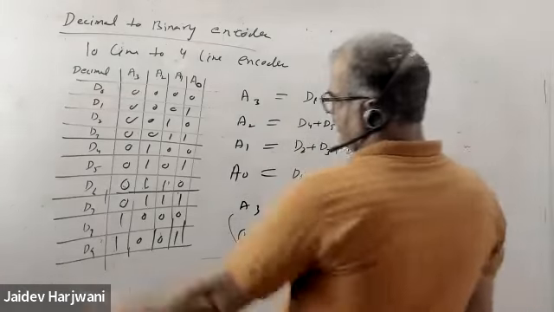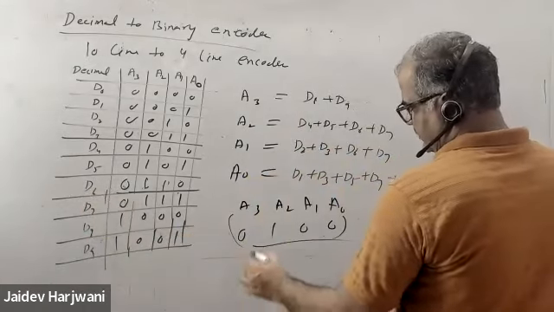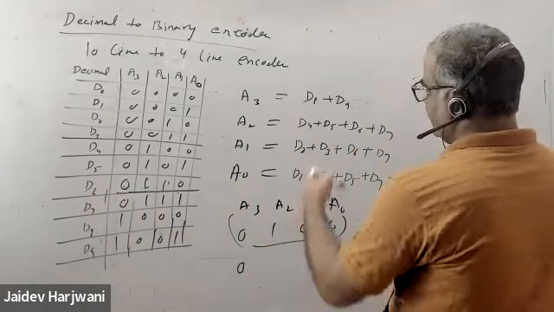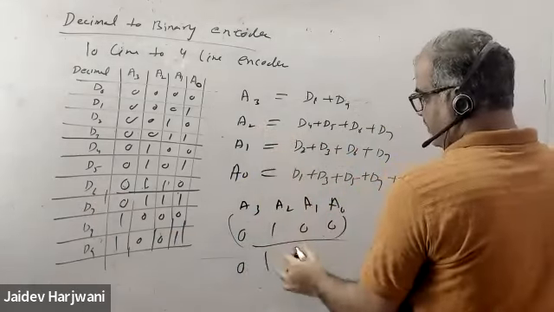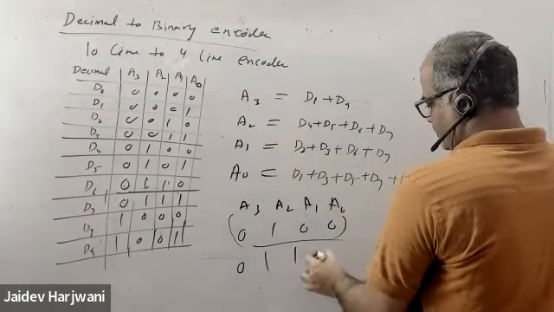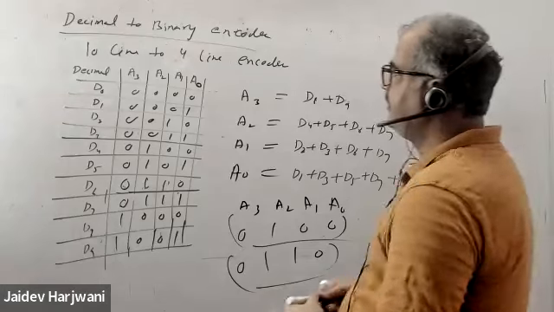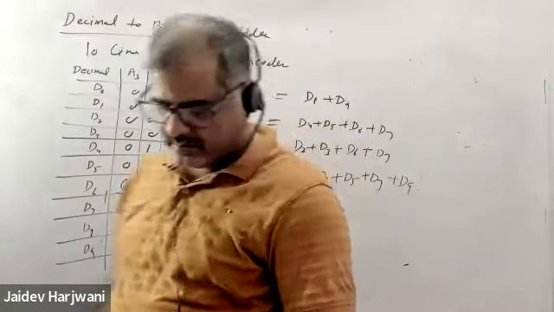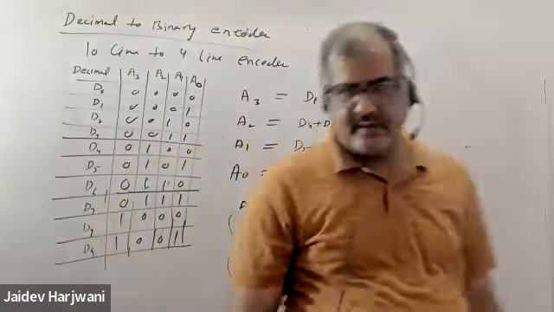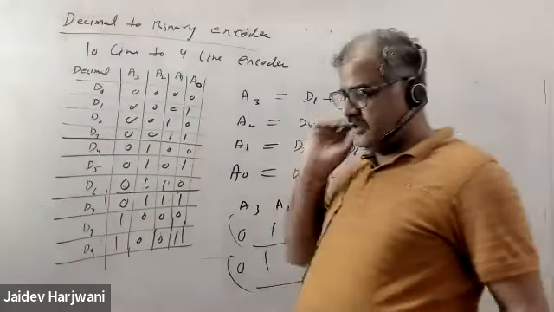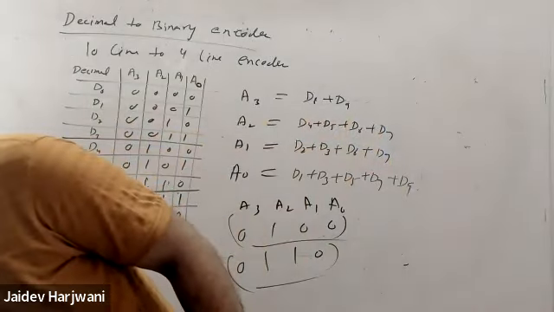Let me take D6. 6 is high. So 6 is high means A3 is 0, A2 is 1, A1 is also 1, A0 is 0. So 1 1 0. So this coding is correct. Okay. So this is your 10 line to 3 line encoder. Now the circuit is easy. Okay. Circuit you can make.